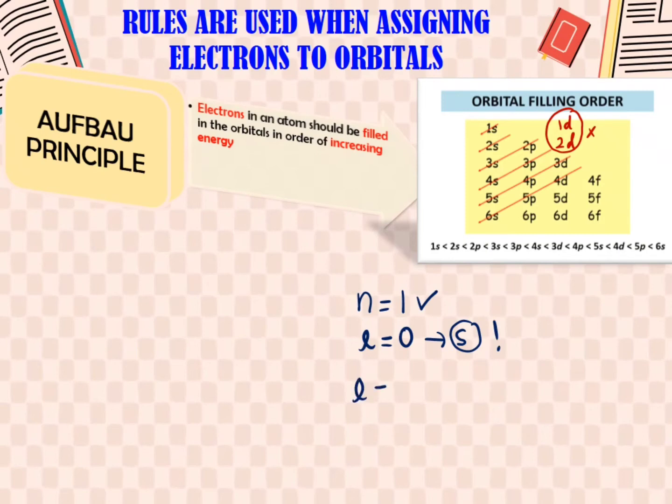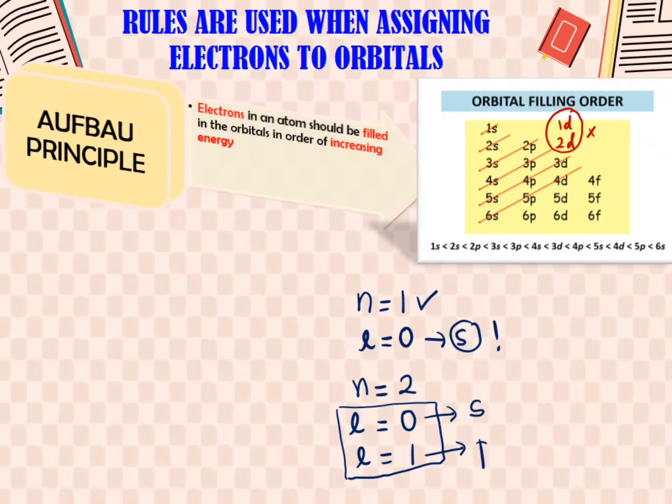When n equal to 2, okay, kalau shell yang kedua kelas, dia takkan ada D juga. Why? So I'll show you. When n equal to 2, L only equal to 0 and 1 saja. Nampak? Dia tak ada L equal to 2. So L equal to 0 refer to S orbital. L equal to 1 refer kepada P orbital. So that's why pada petala yang kedua, kita cuma ada 2S and 2P only, no 2D orbital. So this is the reason, because L must depend on n.